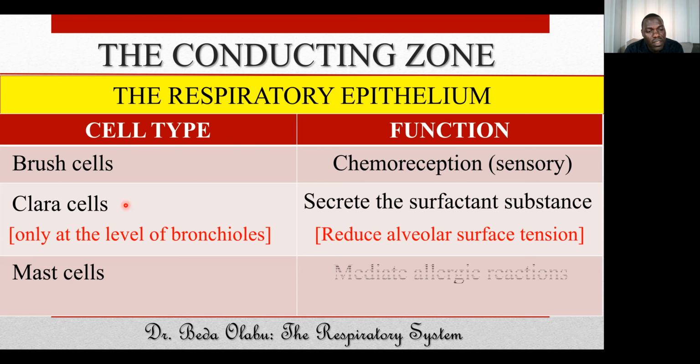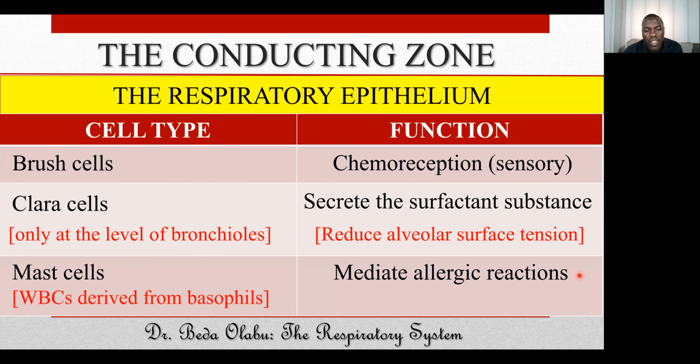The mast cells, you must have come across them in immunology. We also mentioned them when you were looking at blood. They mediate allergic reactions. Remember that mast cells are actually derived from basophils, and usually they mediate allergic reactions by binding to, or rather cross-linking, immunoglobulin E. Or rather, the immunoglobulin E is attached to mast cells, and so when the immunoglobulin E is cross-linked, it mediates allergic reactions.